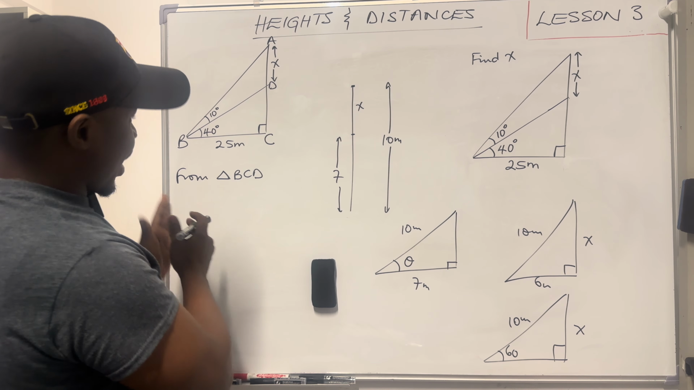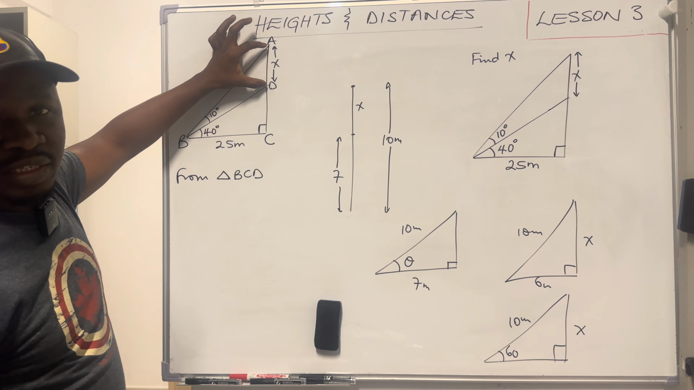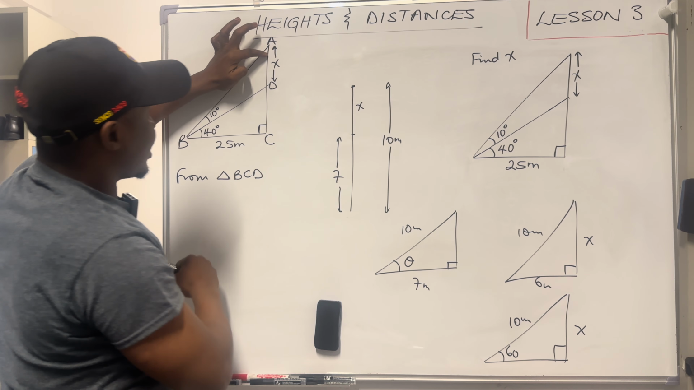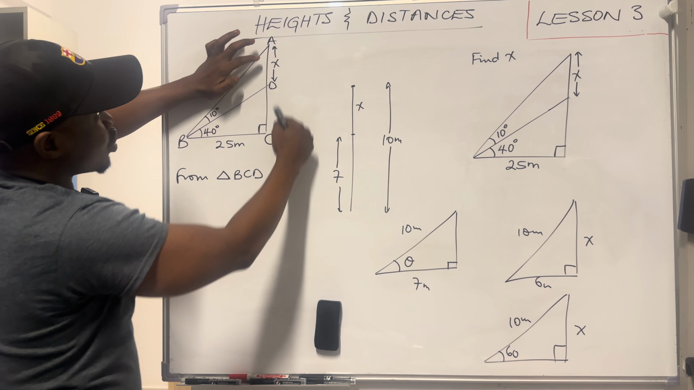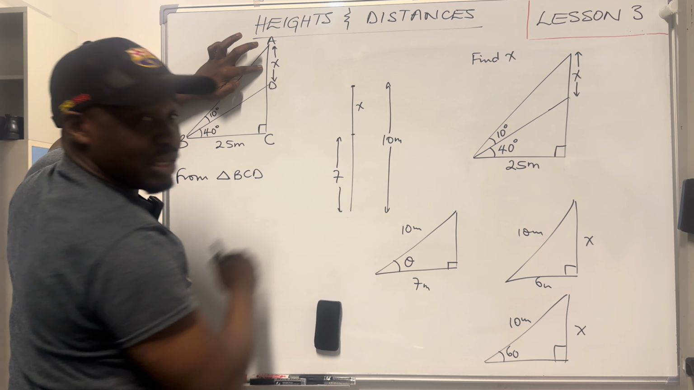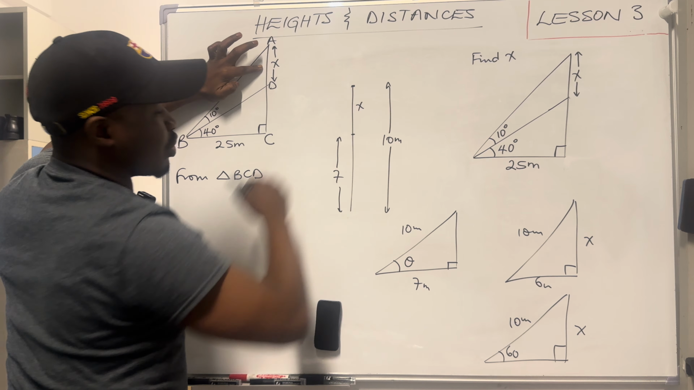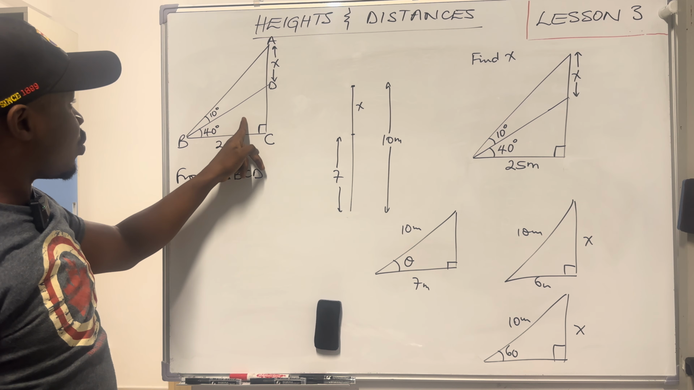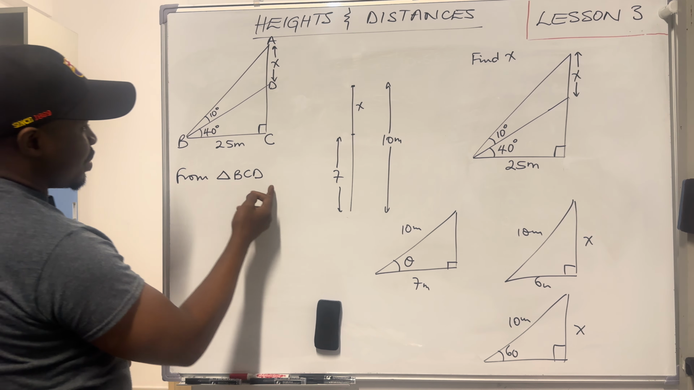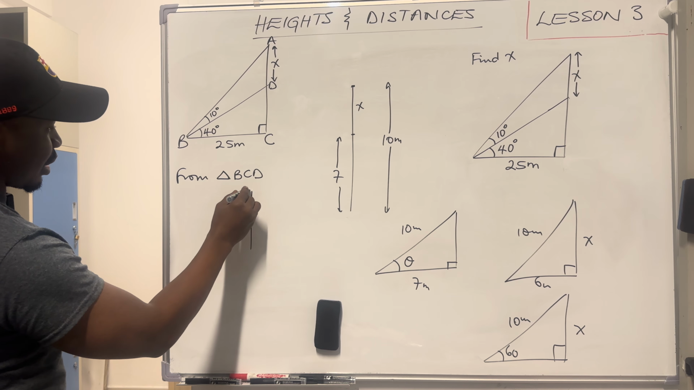Okay, so back to where we are. We just confirmed that for us to get this, there are two things we need: the full length AC and DC. If we get the full length AC, we can say the full length minus this will give us this. Now let us try to know what is DC. So we say from triangle BCD, you can have the diagram drawn again if you want.